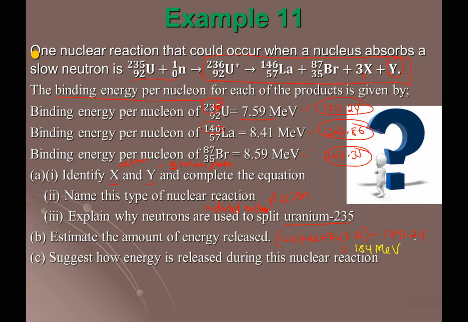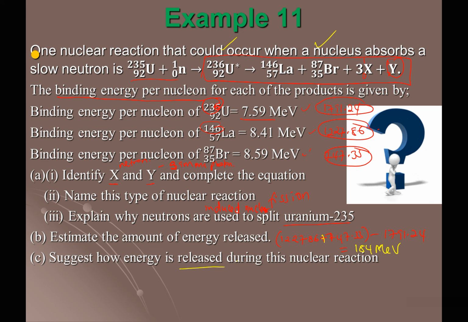Now you cannot sum up the binding energy per nucleon and think it will be the energy released unless it is energy released per nucleon. We don't have anything like energy released per nucleon. So that's why I had to multiply back to remove the per nucleon part so that I just get back the binding energy, then I subtract. I summed up these because they are on the same side of the equation, then the other is on one side alone. Then suggest how energy is released during this nuclear reaction.